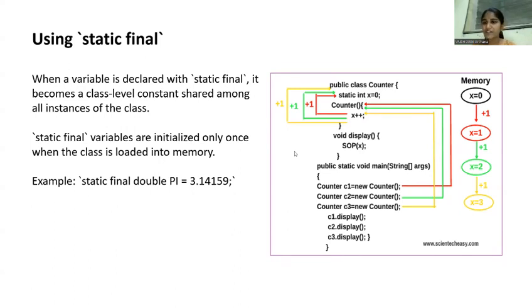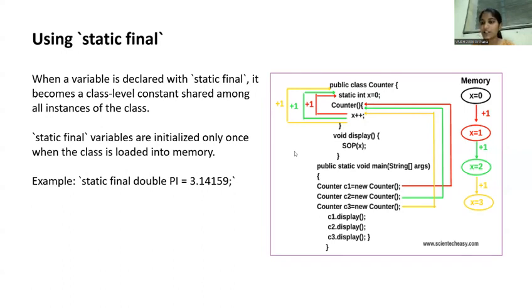And we can also use static final for methods, where method overriding can be prevented, as I mentioned before. So when a variable is declared with static final, it becomes a class level constant, shared among all instances of the class, all the objects, but a class level constant will be maintained. So static final variables are initialized only once, when the class is loaded into the memory.